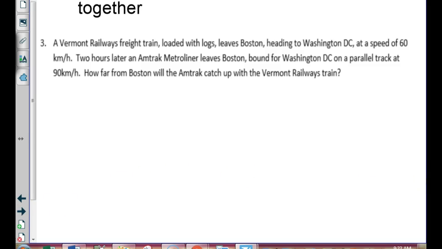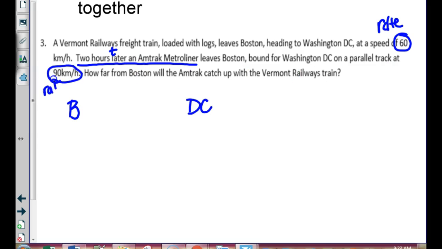Number 3, just a quick overview, I'm sorry. Vermont Railways freight train leaves Boston heading to Washington, D.C. at a speed of 60 kilometers per hour, so there's a rate. 2 hours later, okay, so now we're at time, something to do with time, an Amtrak train leaves Boston bound for D.C. on a parallel track at a different rate. How far from Boston will the Amtrak catch up with the Vermont Railway train?